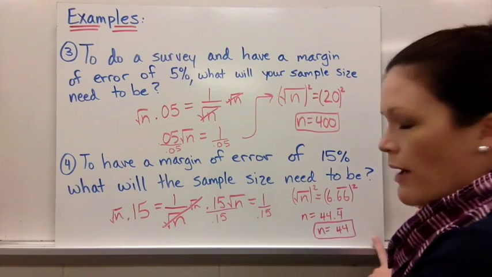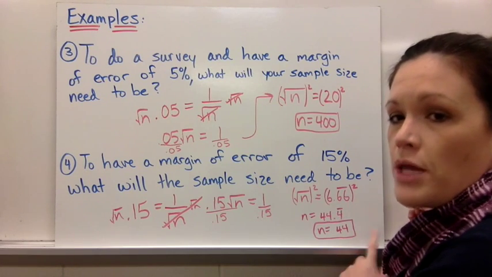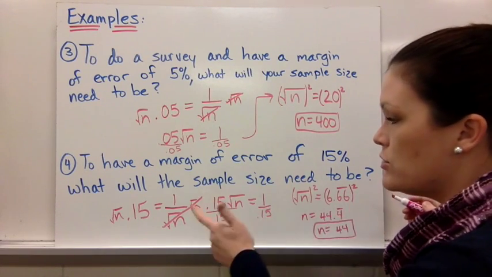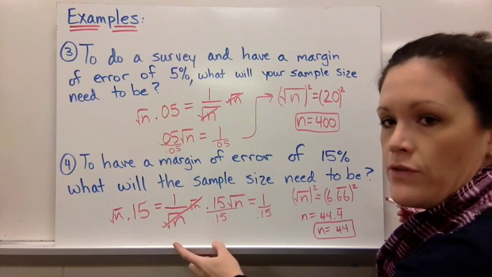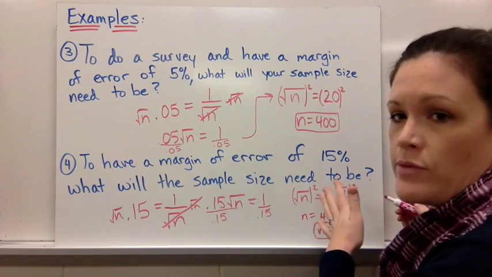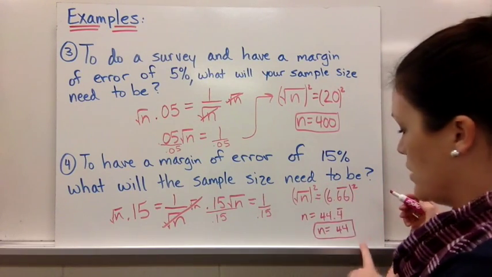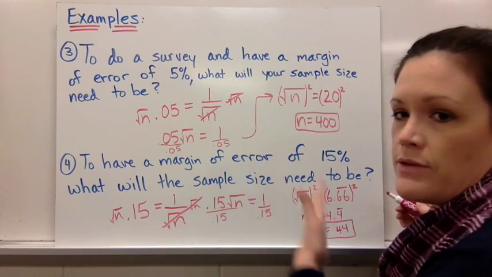And if you ever have a question about how to round it, you can plug your sample size back into the 1 over the square root of n formula and just make sure it would give you 15% again, and this one would. If I plug in 44, it still gives me 15%.